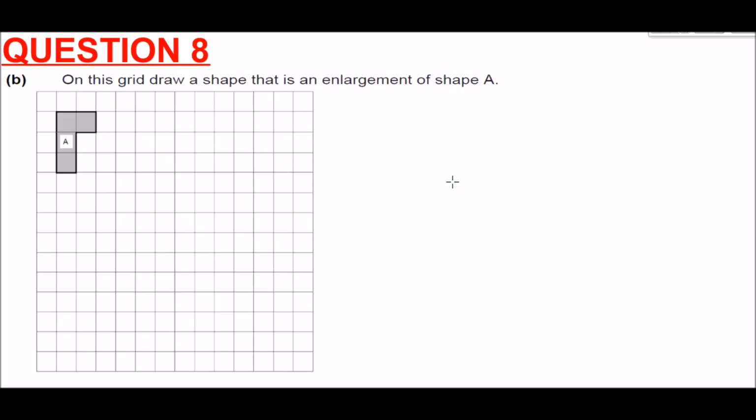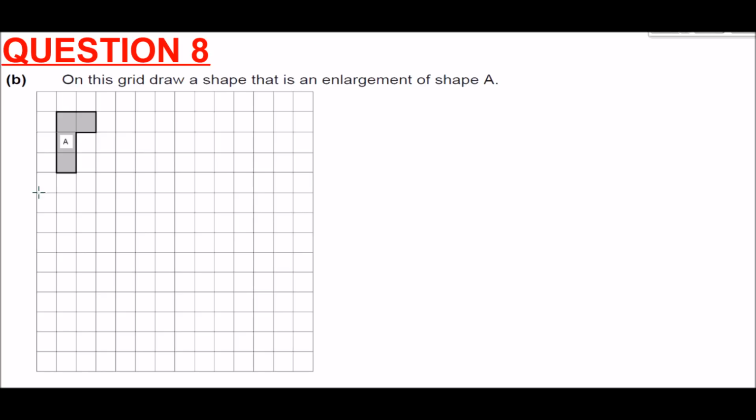Part B, now we need to enlarge shape A. We're not given a centre of enlargement, so to be honest, where you do it does not matter. You can do this enlargement anywhere you'd like to. So we're not told what the scale factor is either. I think the safest, the easiest one to do would be scale factor 2.